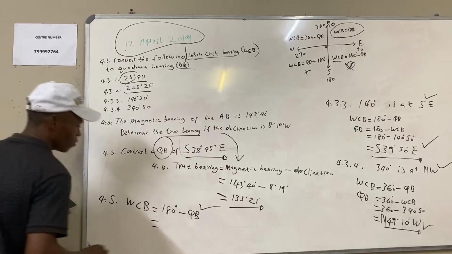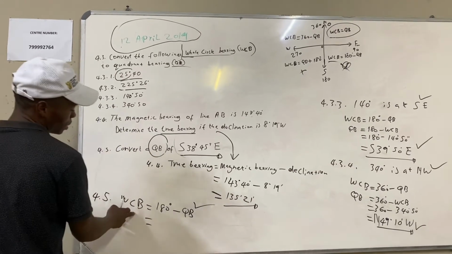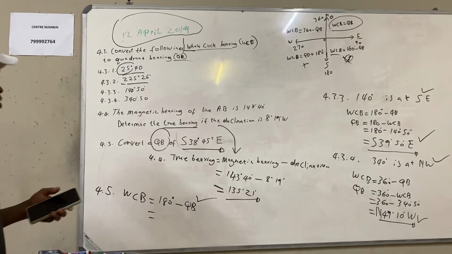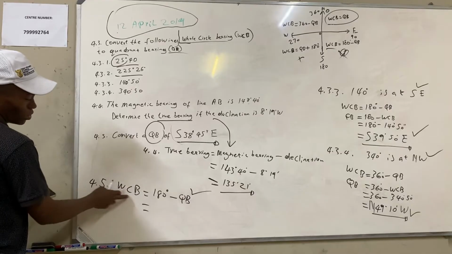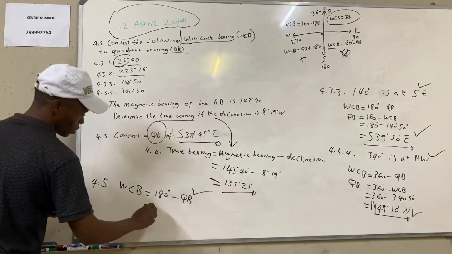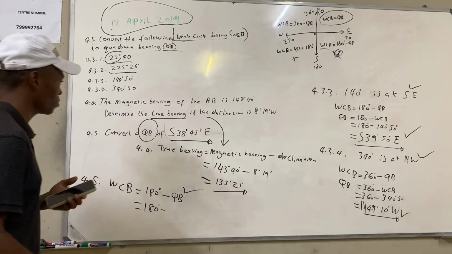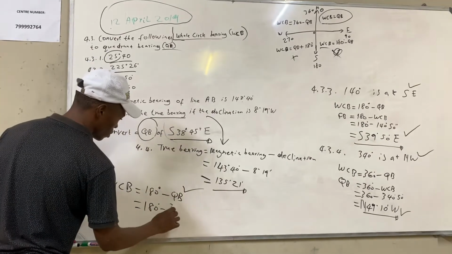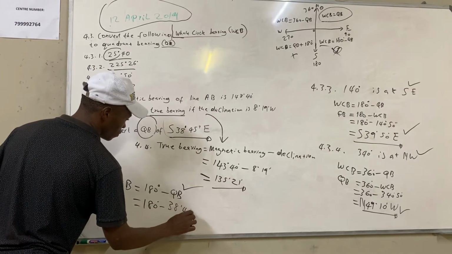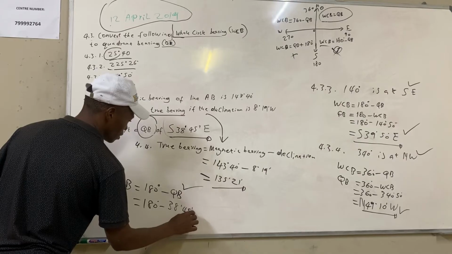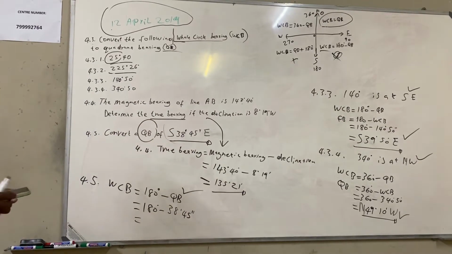So this one is already converted to the subject of the formula. What we are calculating is the whole circle bearing. Everything is good. So it's going to be 180 degrees subtract what? The QB, the quadrant bearing. The quadrant bearing is what? This one, 38 degrees, 88 degrees and 45 minutes. Then the answer is going to be what?